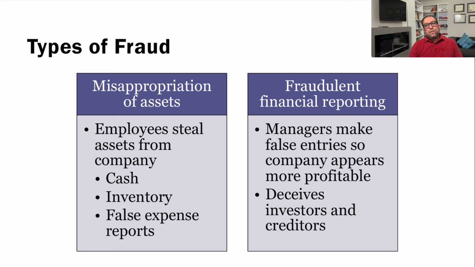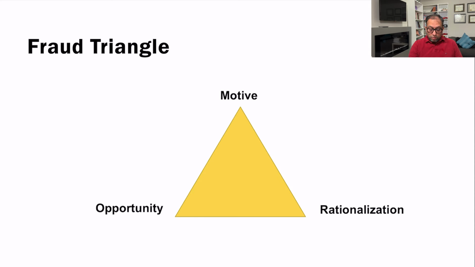On the other hand, there is fraudulent financial reporting, and that's very common in the corporate world, that people are misreporting something in their financial statements. Managers make false entries to make companies appear more profitable, and deceive investors and creditors. So the objective of fraudulent financial reporting is to mislead or misguide the investors as well as the creditors of the corporation.